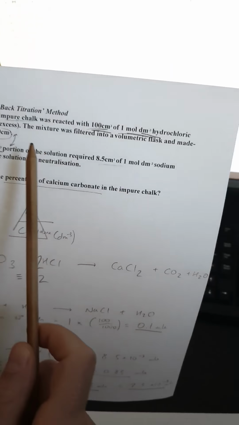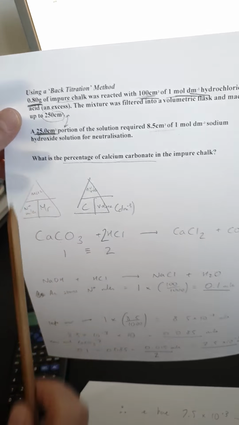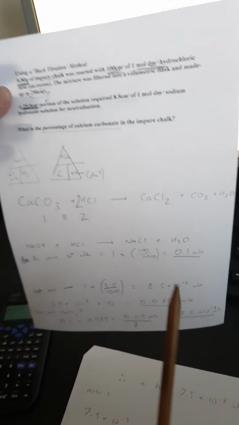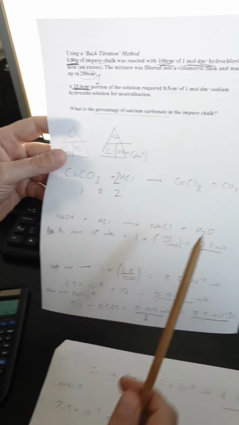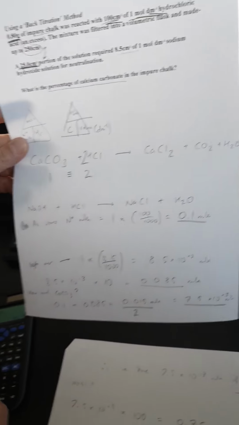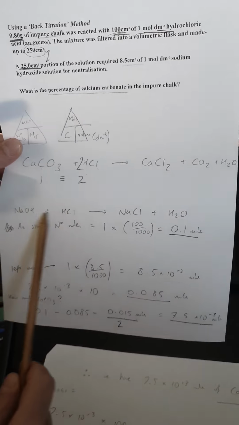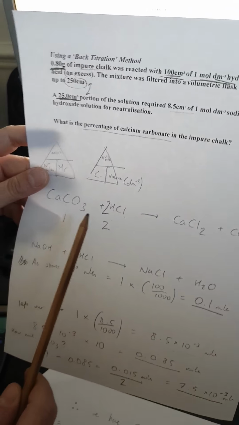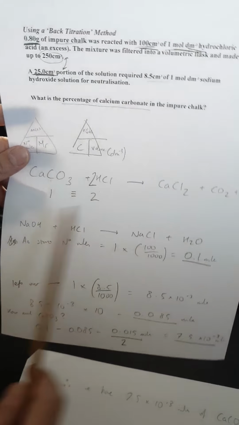Two points to note. Number one, I think the hardest bit here was the 250 and then the 25. We took out a tenth. And number two, you had to know that you had to write out your stoichiometry and your balanced equation. Calcium carbonate plus HCl is a 1-to-2 reaction. Sodium hydroxide is 1-to-1, which is nice. So if it's a back titration, which is 1-to-1, it's a lot easier. But this one, I just found.